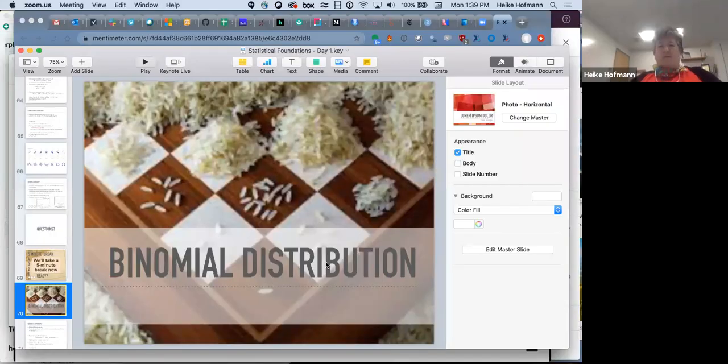Okay, so binomial distribution. We'll just be talking about two distributions. Well, probably just one for today. So one special distribution, and we've touched on this distribution for a while now.